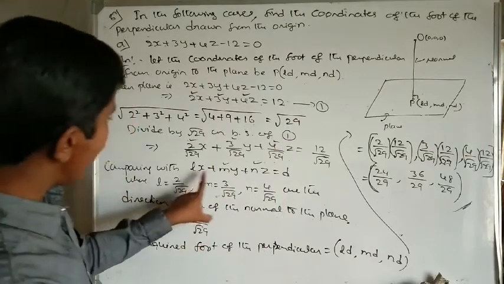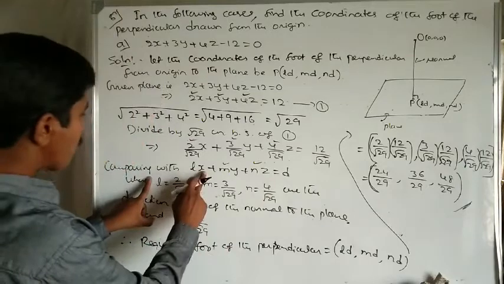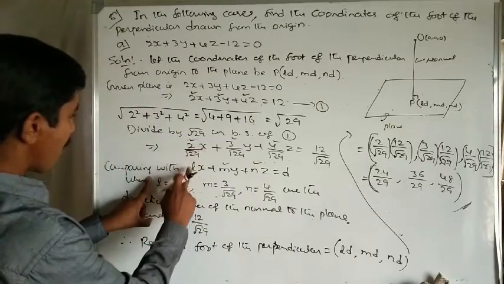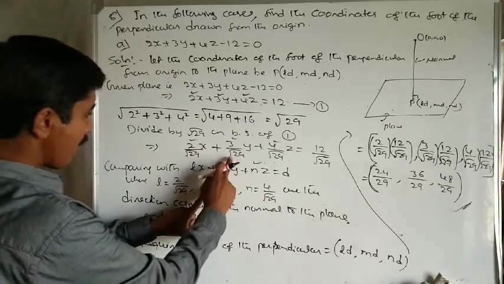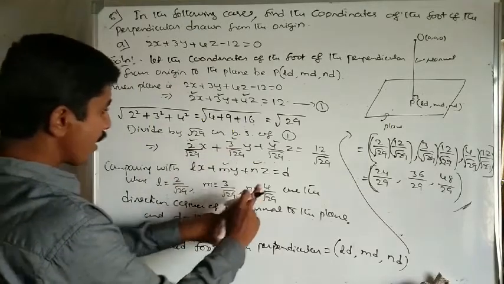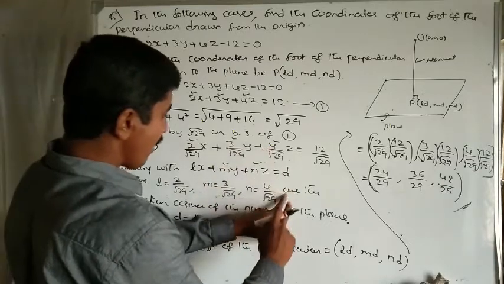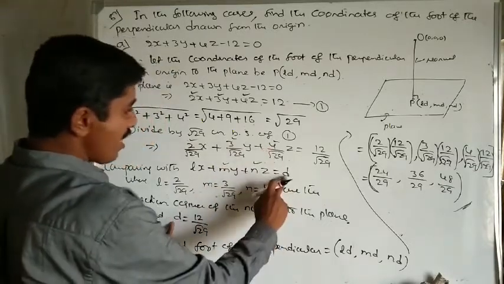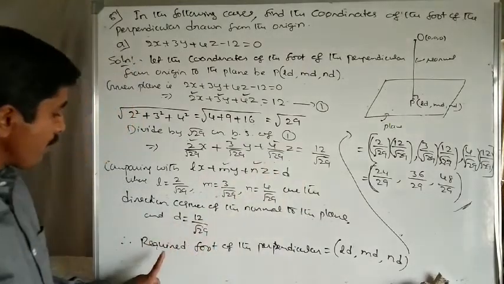Comparing with Lx plus My plus Nz is equal to D, the x coefficient L is equal to 2 by root 29. The y coefficient M is equal to 3 by root 29, and the z coefficient N is equal to 4 by root 29. These are the direction cosines. D is equal to what? D is equal to 12 by root 29.